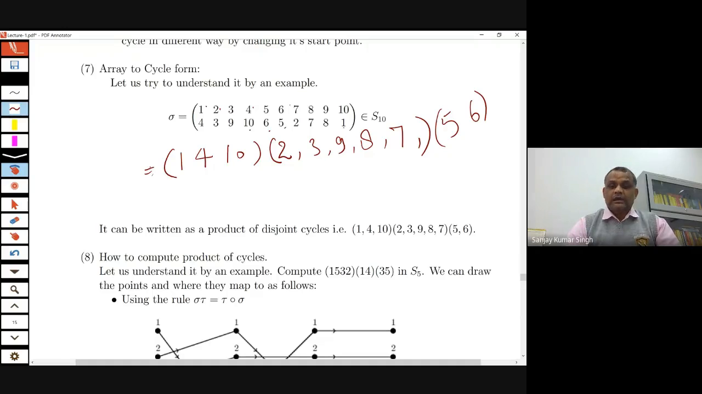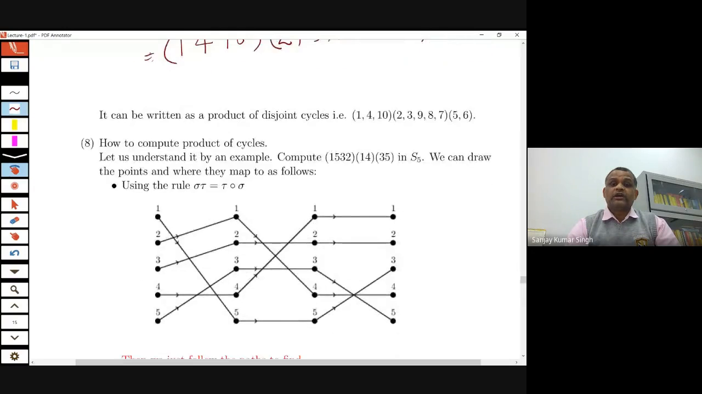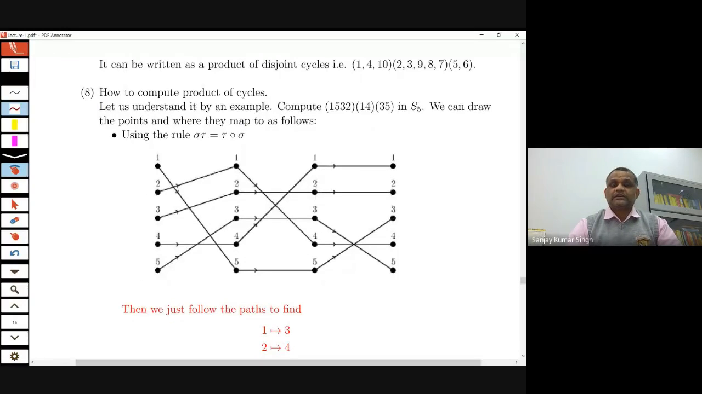And now I will define how to compute the product of two cycles. Suppose I want to compute the product of two cycles. So what will I do? I will first write 1, 2, 3, 4, 5. And now I will look at what the images of these are under this permutation, which is a product of cycles. So how to do this? 1 is going to 5. So I will draw like this. 1 is going to 5.